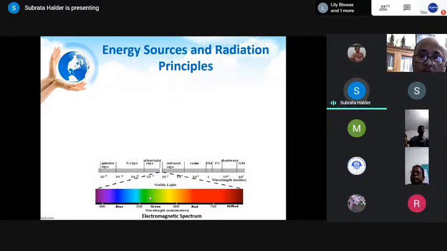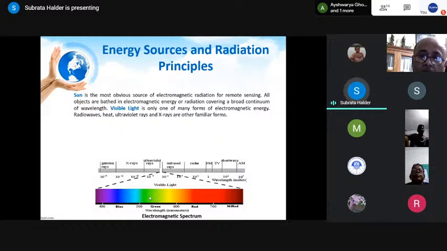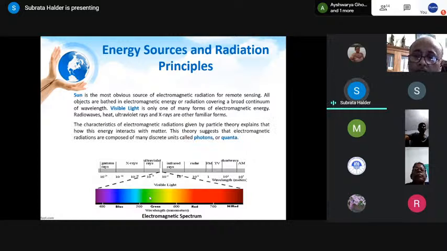Energy sources and radiation principles. The Sun is the most obvious source of electromagnetic radiation for remote sensing techniques. All objects are bathed in electromagnetic energy or radiation covering a broad continuum of wavelengths. Visible light is only one of many forms of electromagnetic energy. Radio waves, heat, ultraviolet rays, and X-rays are other familiar forms. The particle theory explains how this energy interacts with matter. This theory suggests that electromagnetic radiation is composed of many discrete units called photons or quanta.